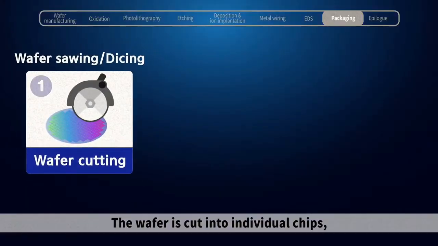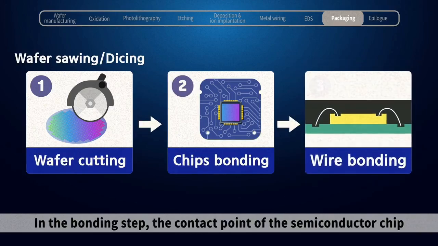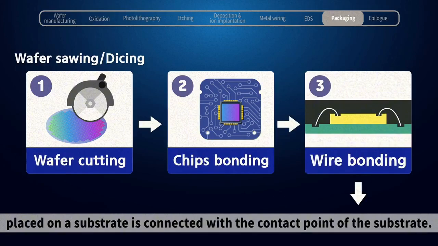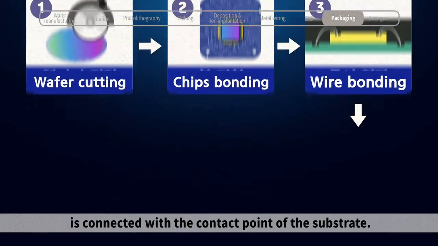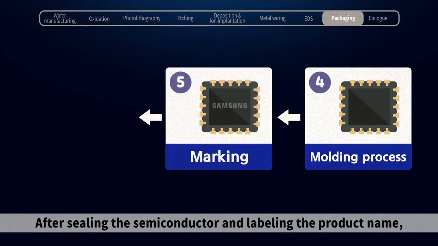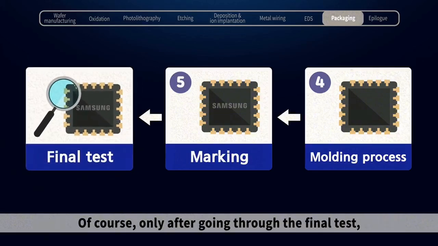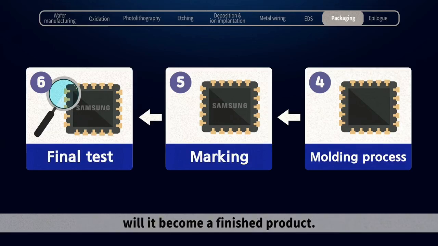The wafer is cut into individual chips, and the diced or sawed chips are placed on the PCB board. In the bonding step, the contact point of the semiconductor chip placed on a substrate is connected with the contact point of the substrate. Then, molding finishes the chip package to its desired shape. After sealing the semiconductor and labeling the product name, the semiconductor chip we commonly see is completed. Of course, only after going through the final test will it become a finished product.